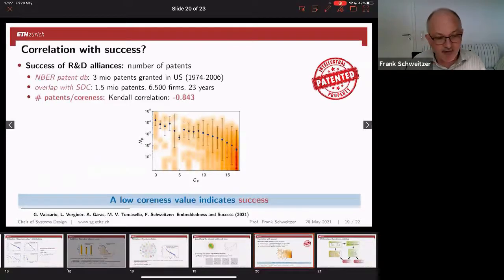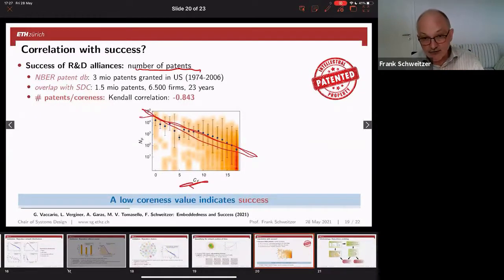I'm always talking about research and development activities. So we were looking into the number of patents here. And then we see that there is a very clear relation between this coreness value, which we have detected on the network, and the success of the firm in terms of the number of patents that they have produced.